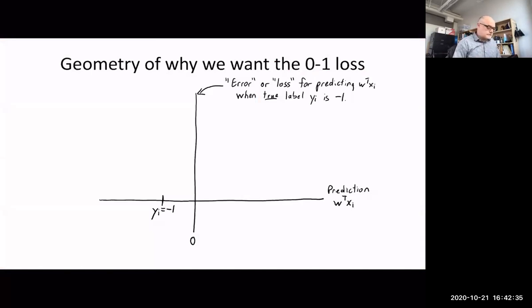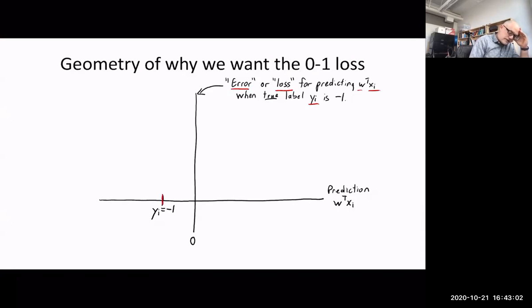So let's think about why we want the 0-1 loss, and then we're going to go quickly through the derivation of a bunch of interesting stuff. So we're going to plot something a little bit complicated to think about, but bear with me, it's not that bad. This is the error or loss for predicting on a single example, W transpose Xi, when the true label Yi is -1.